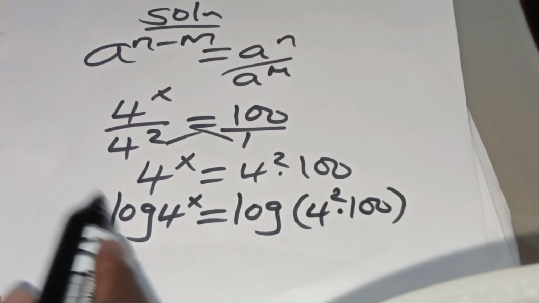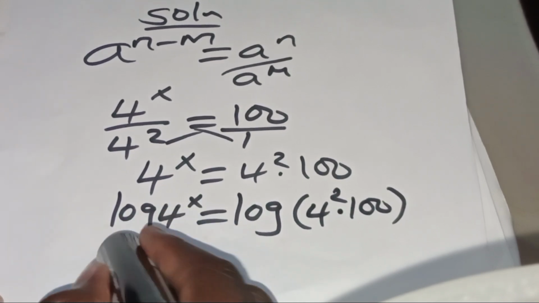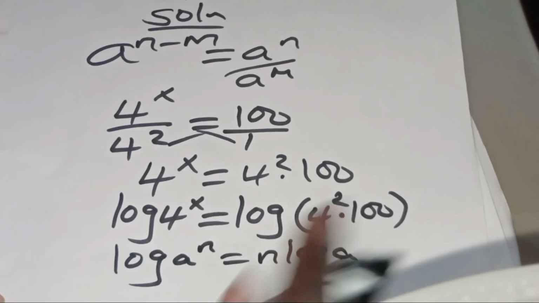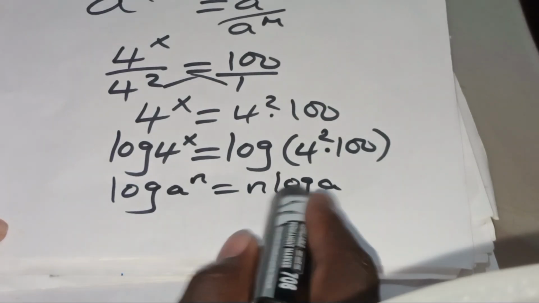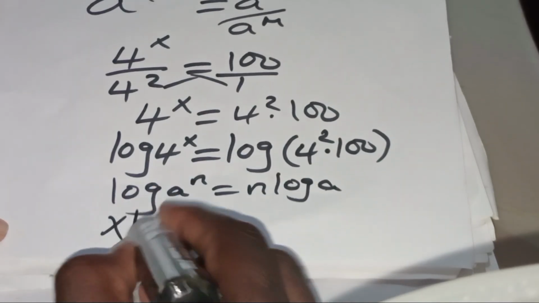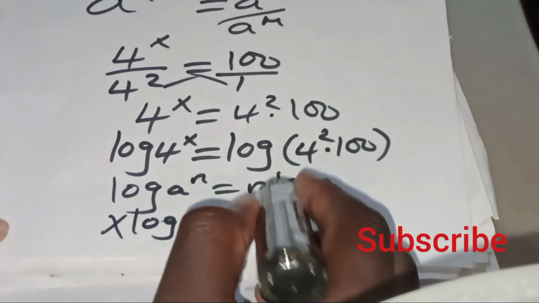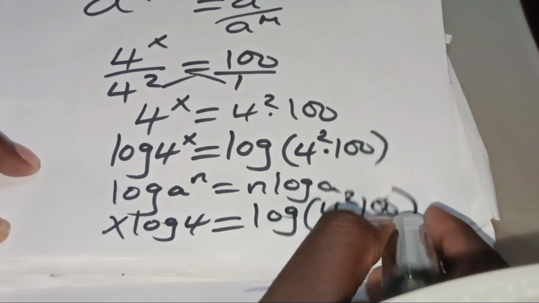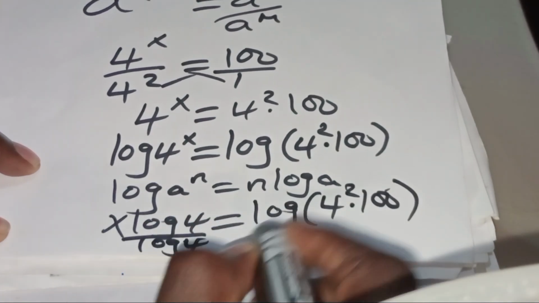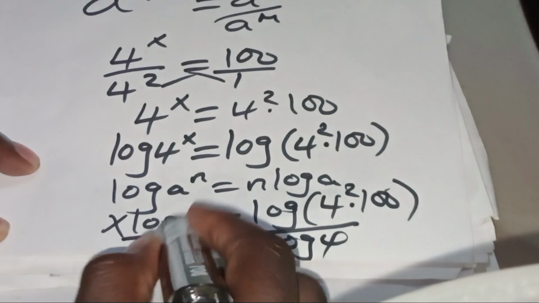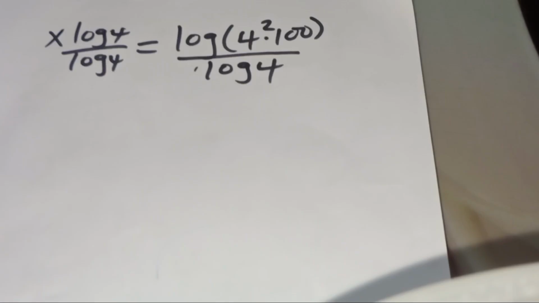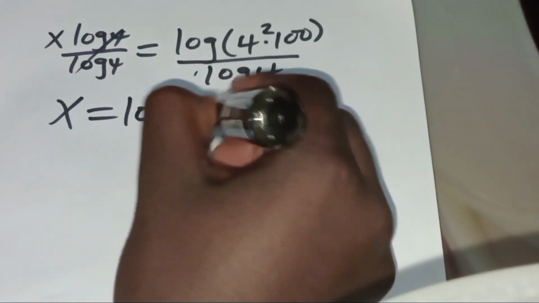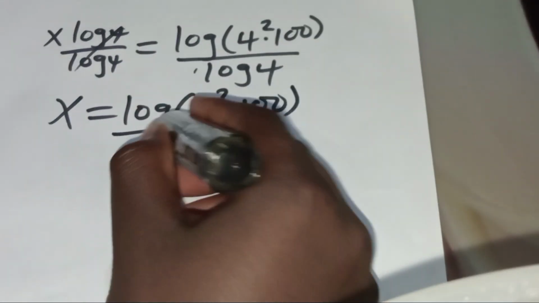Now log 4 to the power x is in the form of log a to the power n, which we can express as n log a. Applying this power rule property, log 4 to the power x becomes x log 4. This is equal to log of 4 squared multiplied by 100. So we divide both sides by log 4. Simplifying here, we'll have x equal to log of 4 to the power 2 multiplied by 100, divided by log 4.